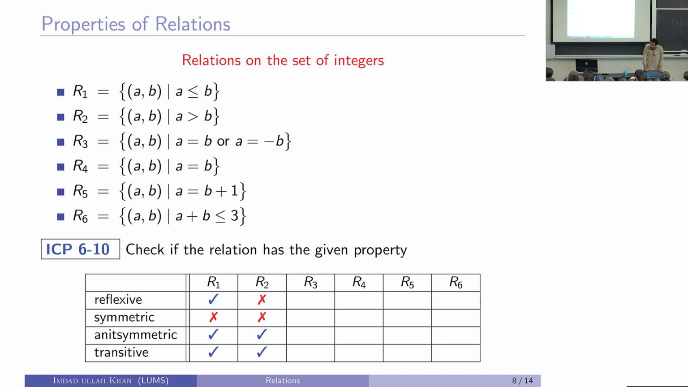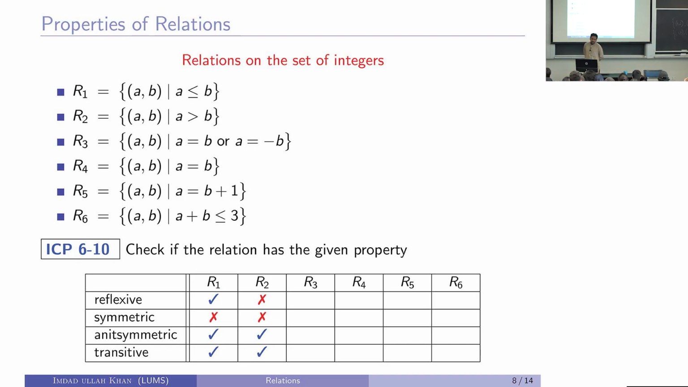Okay, so R6 is reflexive? No. Why not? What is R6? A plus B is less than or equal to 3. Is it reflexive? No. You can just take the case where A is equal to 3 and B is equal to 0. 3, 3 is not in R6. 4, 4 is not in R6. Negative 17 is in R6, yes, but 8, 8 is not there. It's not true for all elements in the integers.